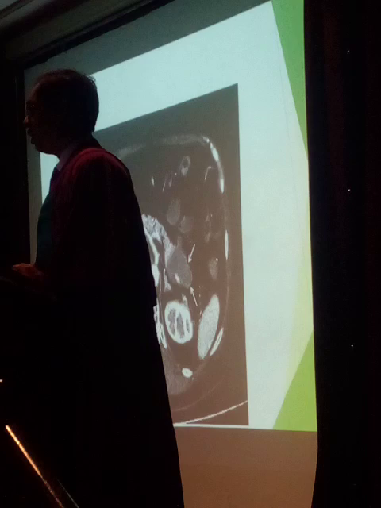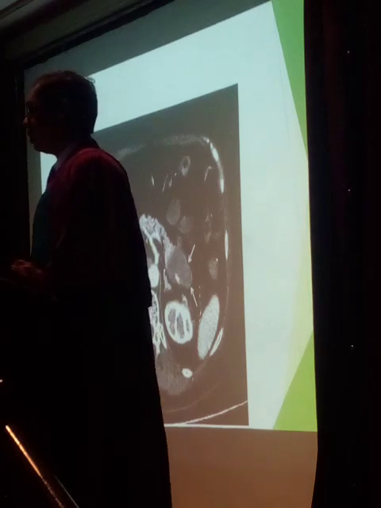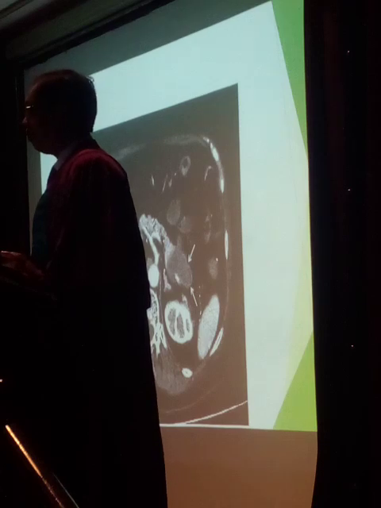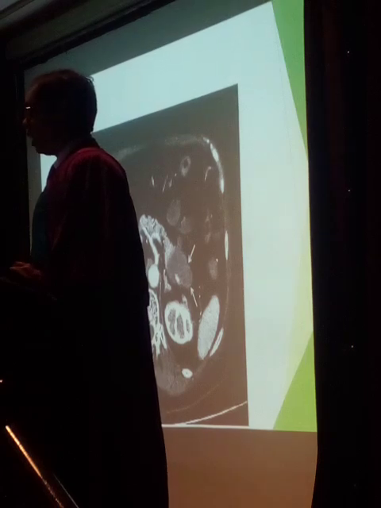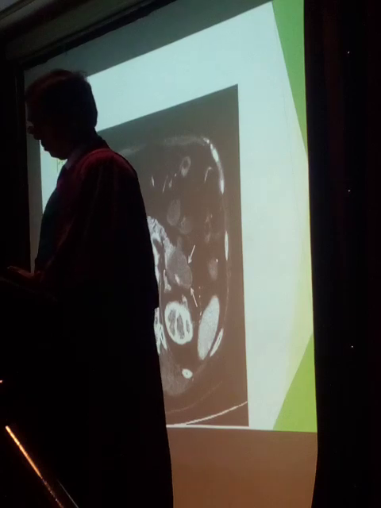So in CT, we may see a small poorly enhancing lesion in the pancreas with irregular margins, with or without invasion into the surrounding structures. So there may be lymph nodes around the main lesion, with or without liver metastasis.